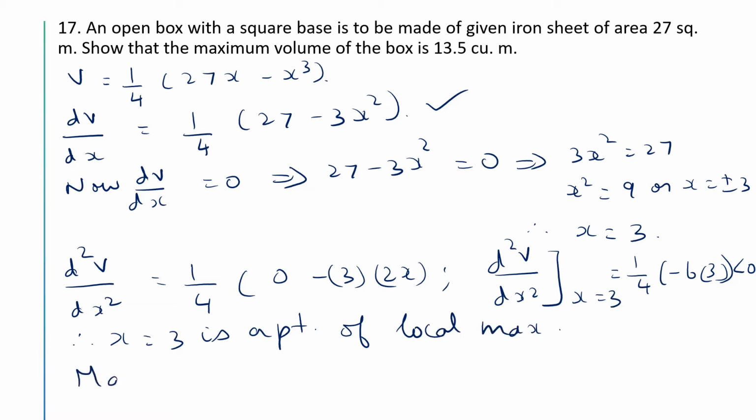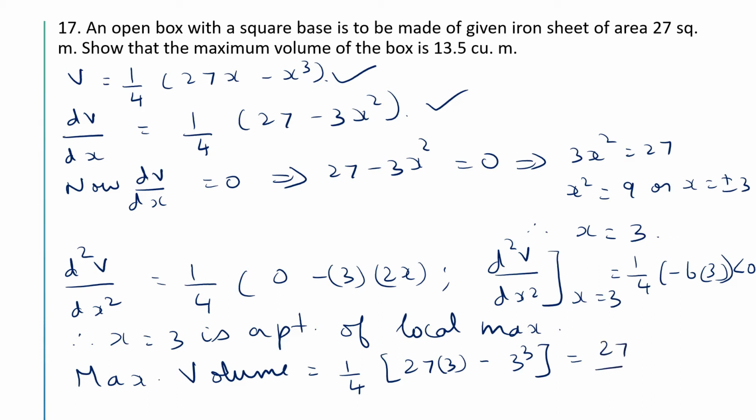And the maximum volume is given by, from here we have to substitute x as 3. Maximum volume is equal to 1 by 4 into 27 into 3 minus 3 cube. So when we simplify, we get 27 divided by 2, or it is 13.5 meter cube. So we had to show that the maximum volume of the box is 13.5 cubic meter, and we got the maximum volume as 13.5 cubic meter.